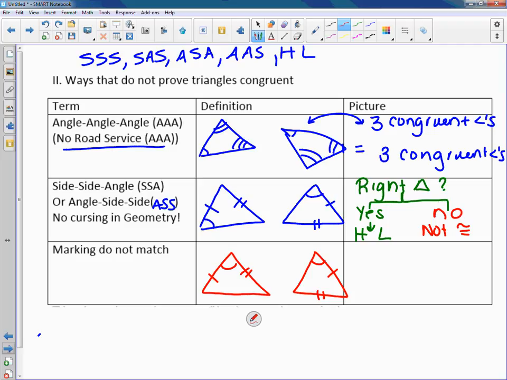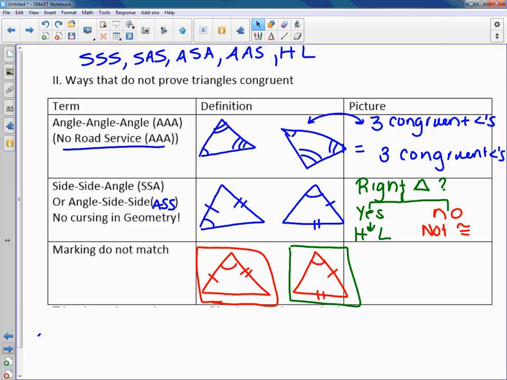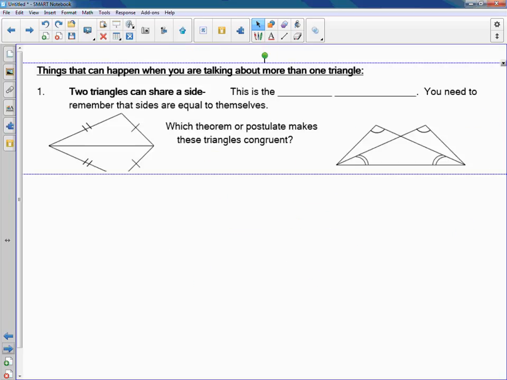Do you notice in the first triangle that I created right here, the angle is in between the two sides. In the second triangle, the angle that I marked is not in between the two sides. That would also prove that they are not congruent. Okay? Now, there are a few things that you have to put in pictures always.